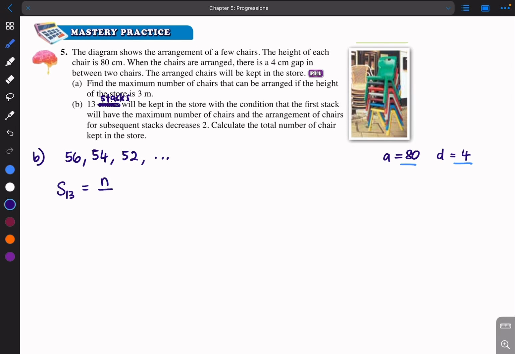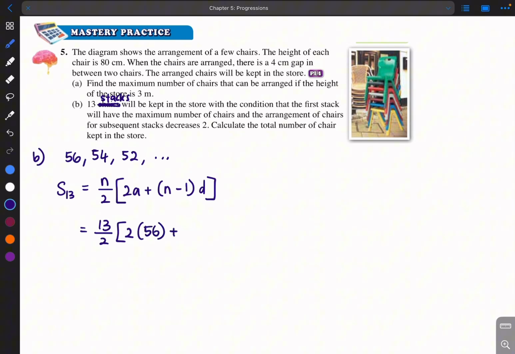So the formula for Sn would be n over 2, open bracket 2a plus n minus 1 d. Okay, here we cannot use this a and this d, because here our progression is the number of chairs in a stack. So 13 over 2, our a would be 56, and our d would be minus 2. So every subsequent term decreases by 2, so we put negative 2. Right. So we can solve this now.